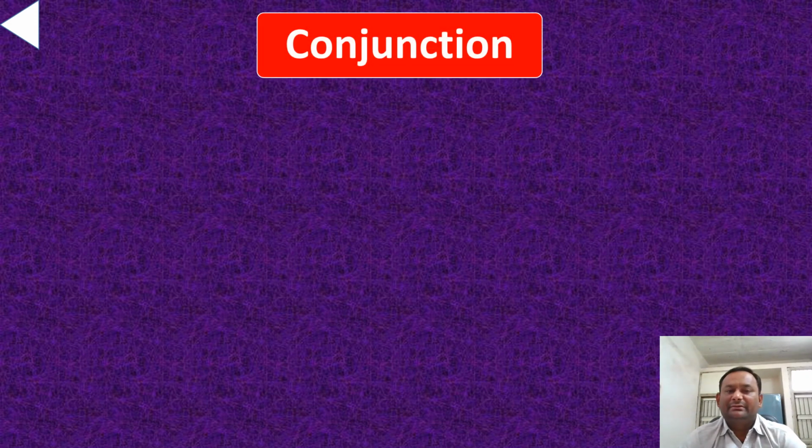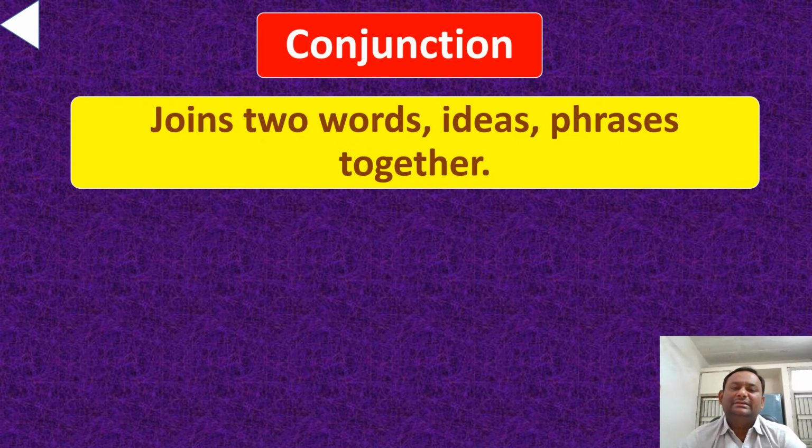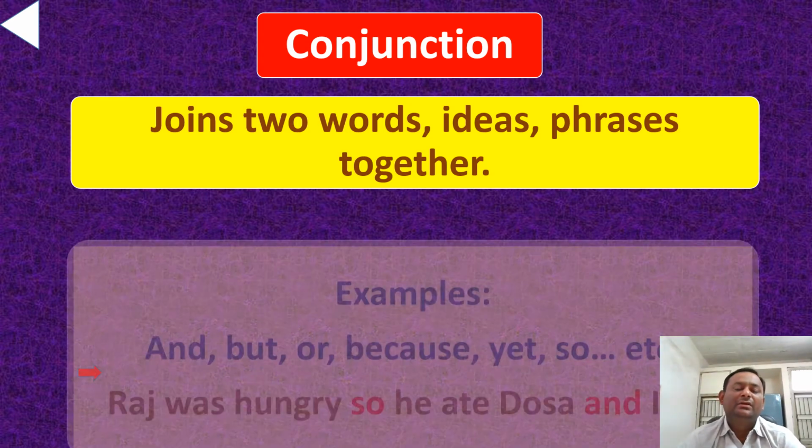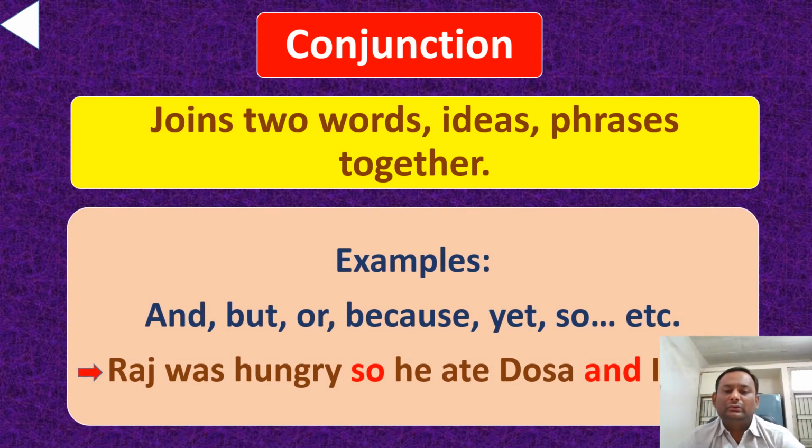Our next word, friends, is conjunction. A conjunction joins two words or ideas or phrases together. For example, and, but, or, because, yet, so. Such are the words which try to join two words, ideas or phrases together. For example, Raj was hungry, so he ate dosa and idli. In this sentence, friends, you can see the words so and and are used. These words try to join two sentences, so they are called conjunctions.